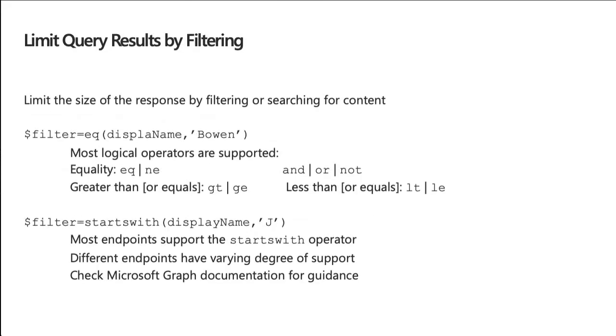Another optimization option that's supported by Microsoft Graph is to use the $filter query parameter. This enables developers to limit the size of the response by filtering on specific content. This is not meant to be confused with search. The syntax for the $filter query parameter follows the format of passing an equality function with two parameters. The first parameter is the field to filter on, while the second parameter is the value to filter on. Most logical operators are supported, such as equal, not equal, and, or, not, greater than or equal, less than, and less than or equal. There's also an operator called startsWith, and this is supported by most endpoints in Microsoft Graph, but not all of them. Refer to the documentation for Microsoft Graph for full details on what endpoints support this.